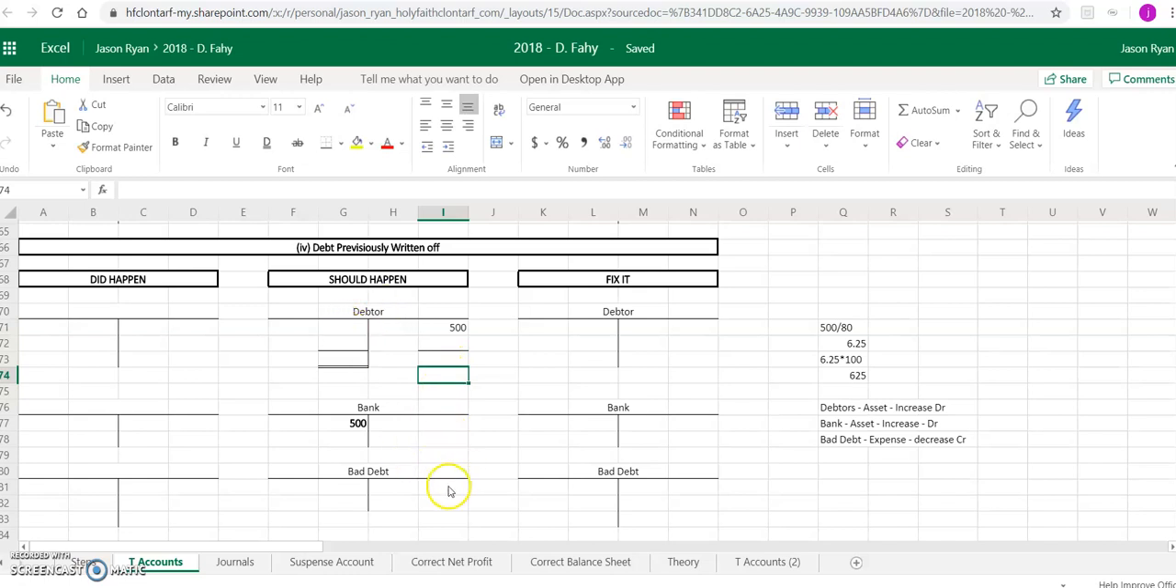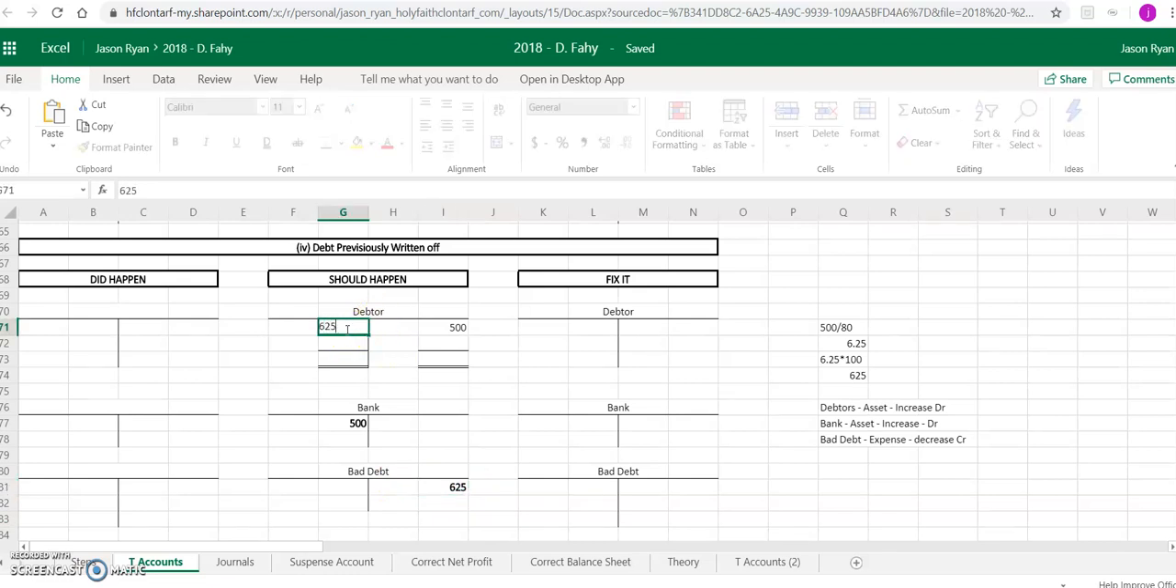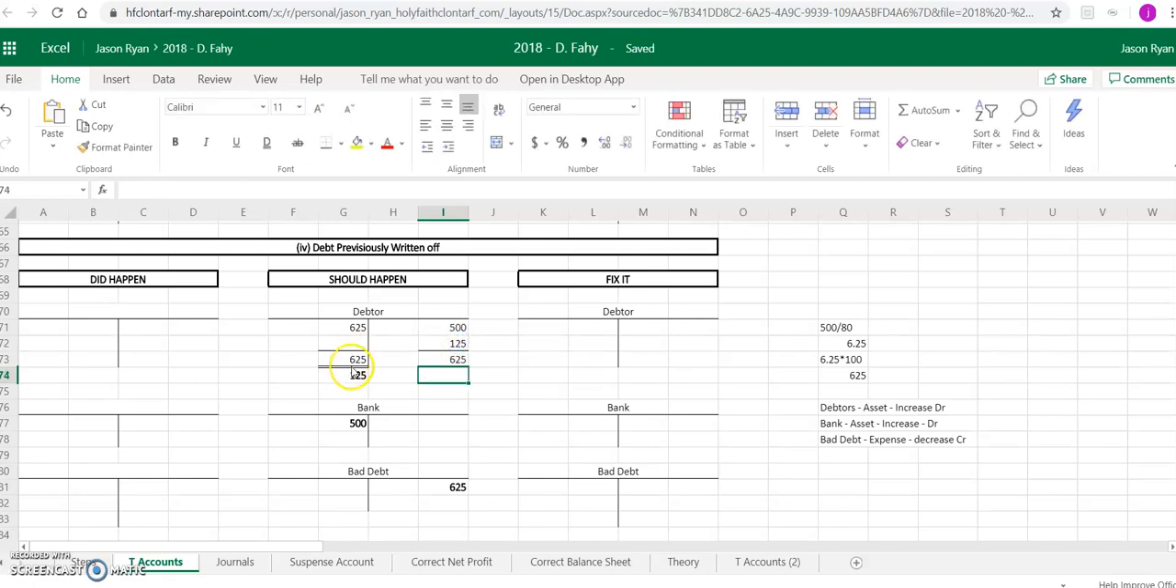Our bad debts are going to decrease by the full amount, which is 625, and our debtor is going to increase by 625, because that's how much he's going to owe us. Our bank is going to be 500, which goes into our bank account, and the double entry is in the debtor. All he has left to pay us is 125, and he's going to pay us in January. So your debtor is the difference between the debt and how much they paid, which is 125.